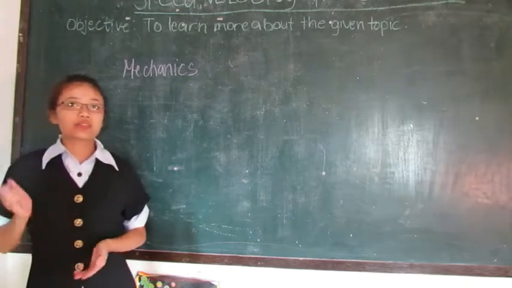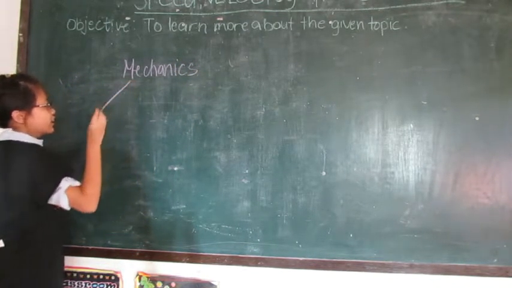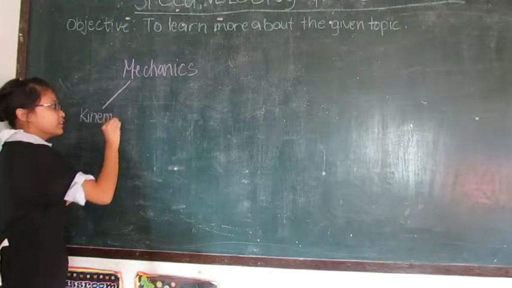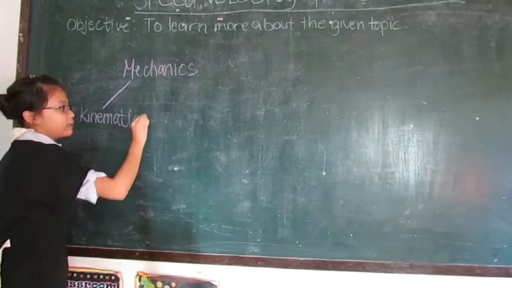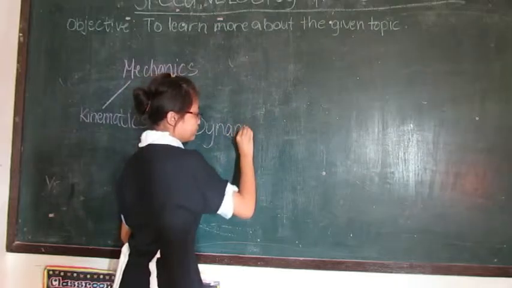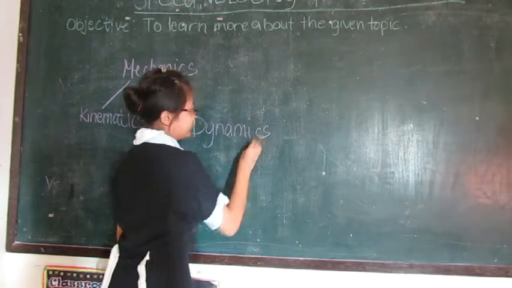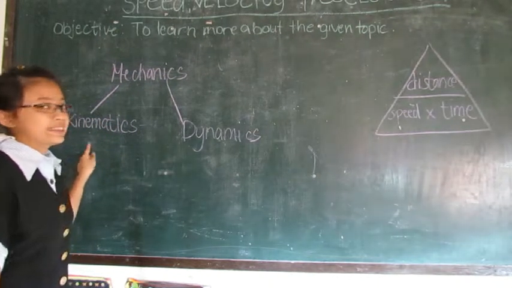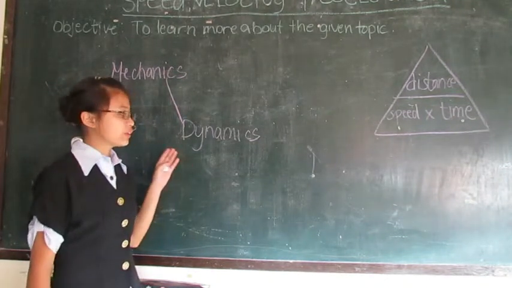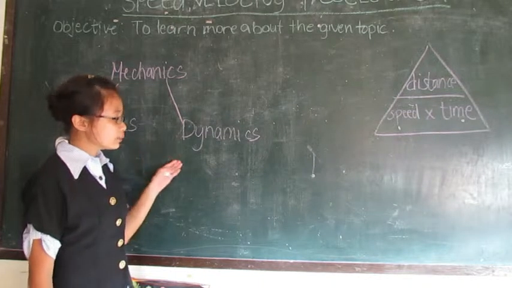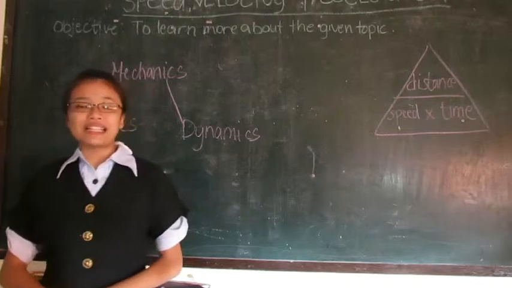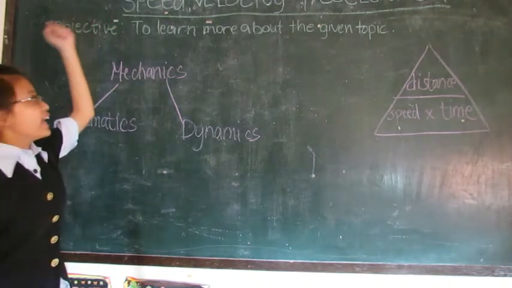Mechanics is divided into two parts: kinematics and dynamics. Kinematics is the description of how objects move, while dynamics deals with force and why objects move as they do. So in this chapter, we will discuss speed, velocity, and acceleration.